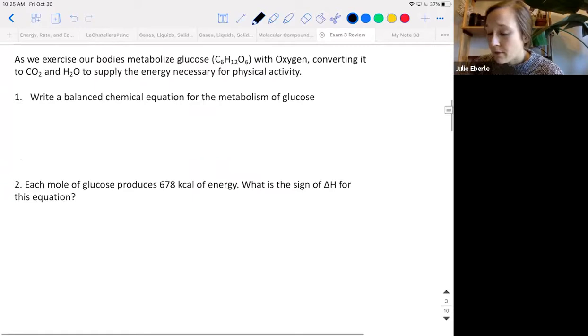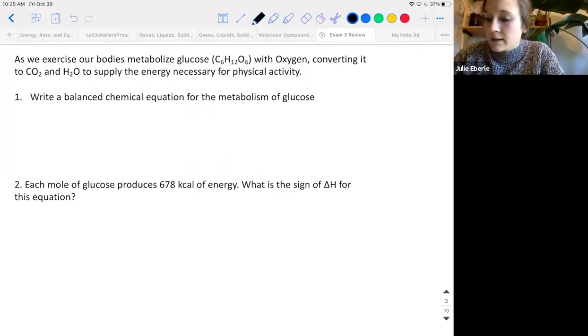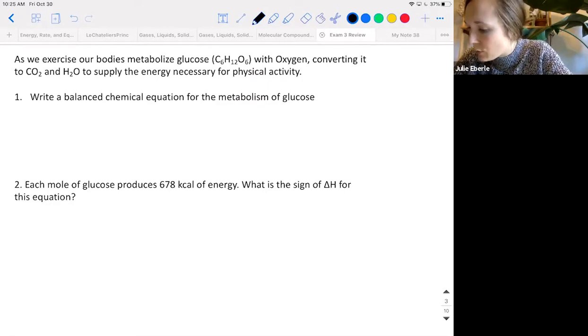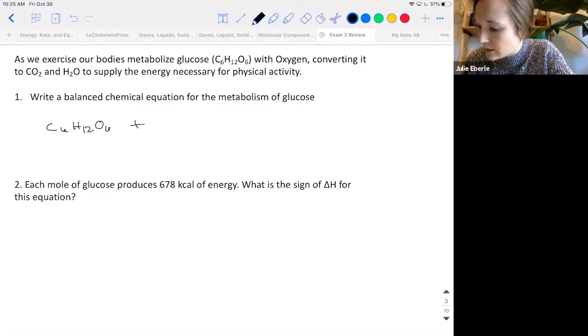All right, next problem. I really like this problem. It says, as we exercise, our bodies metabolize glucose. C6H12O6 is glucose with oxygen, and it converts it to CO2 and water, and that's how we get energy for physical activity. Write a balanced chemical equation for the metabolism of glucose. Okay. It's going to look a whole lot like a combustion reaction, but we're just going to have C6H12O6 plus oxygen, and we're going to get CO2 and water.